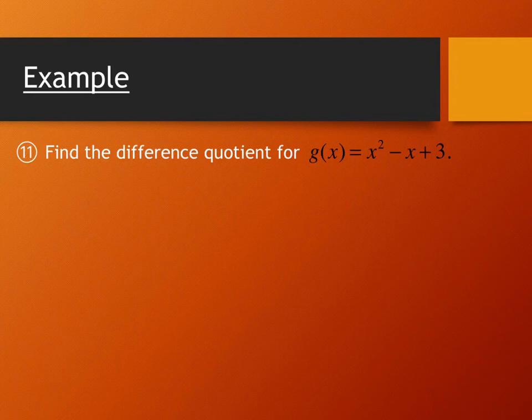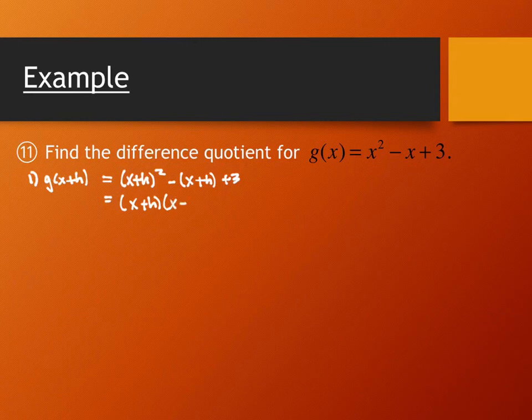So the first step is to find f of x plus h. And just for clarity, I'll use g because this problem starts with g. So we'll do g of x plus h. So everywhere I have an x, I'm going to replace it with x plus h. So I have x plus h squared minus the quantity x plus h, and then plus 3. So just like on the last one, I need to clean this up, simplify the algebra. I can distribute the negative through, so minus x minus h plus 3.